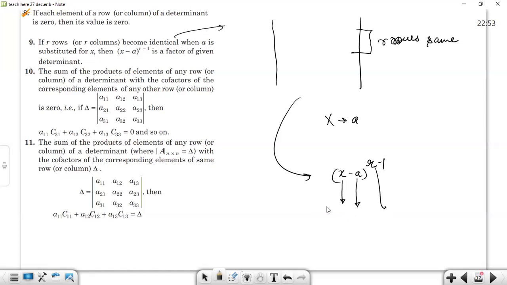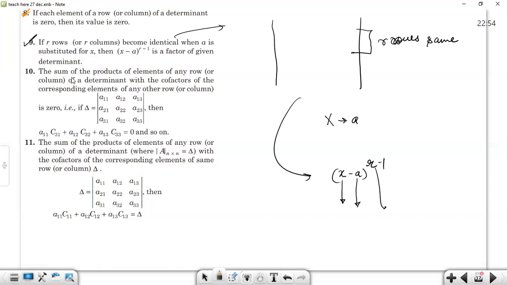Okay, is this property clear? Is the ninth property clear, everyone? Okay, let's move ahead then.